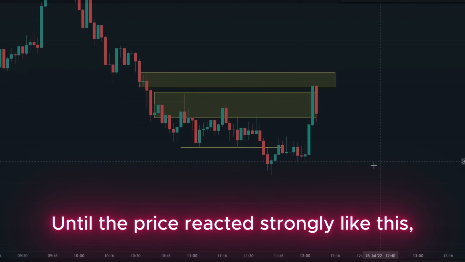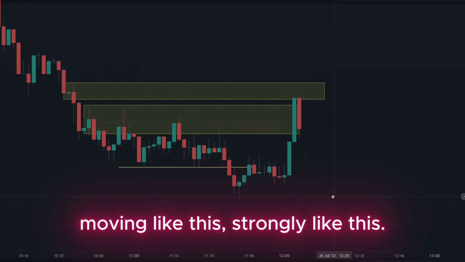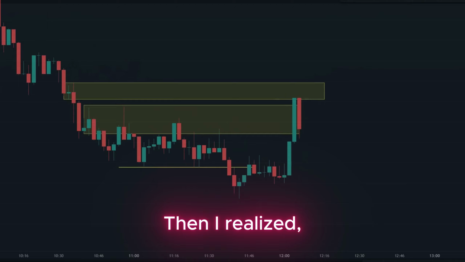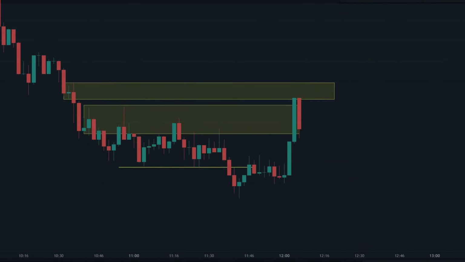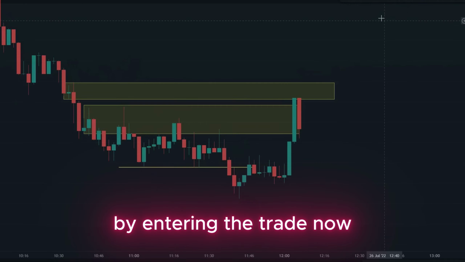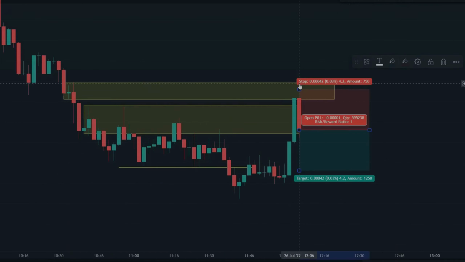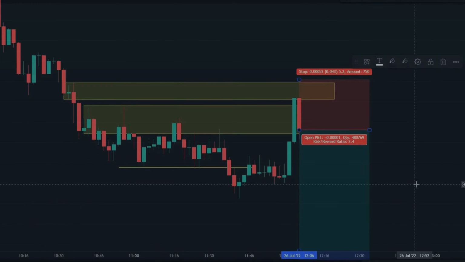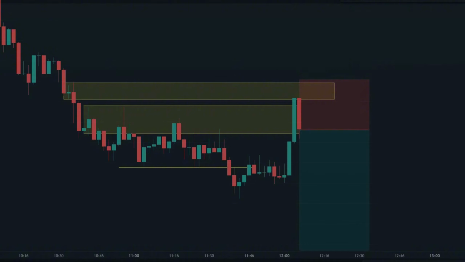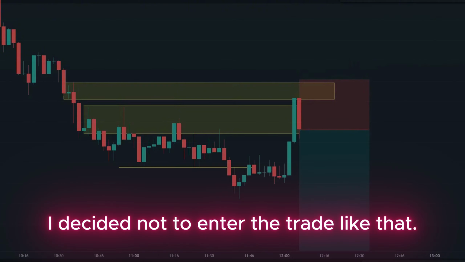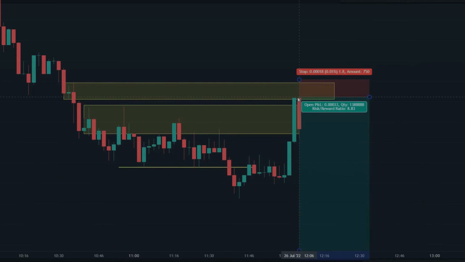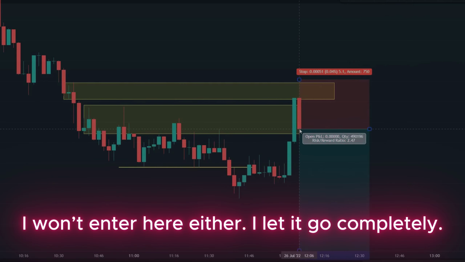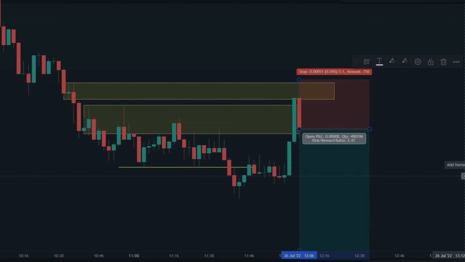Until the price reacted strongly like this. Moving like this, strongly like this. Then I realized, this is the unused order block above the key level. Should I correct my mistake by entering the trade now, like this? Enter the trade after confirmation with a pattern like this? I decided not to enter the trade like that. If I didn't enter the trade like this, here, I won't enter here either. I let it go completely.